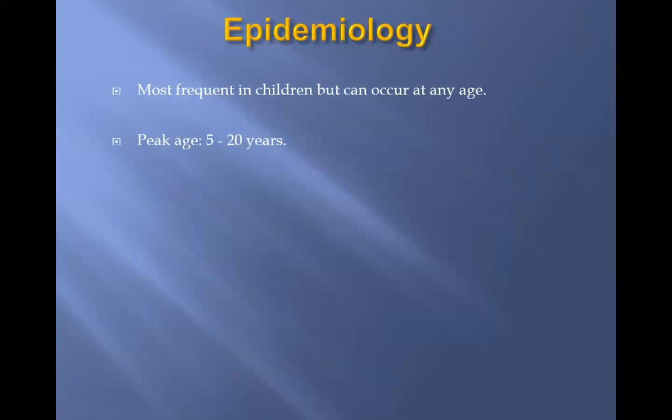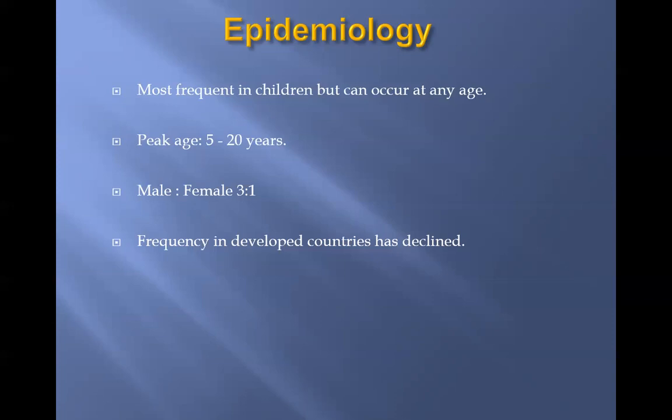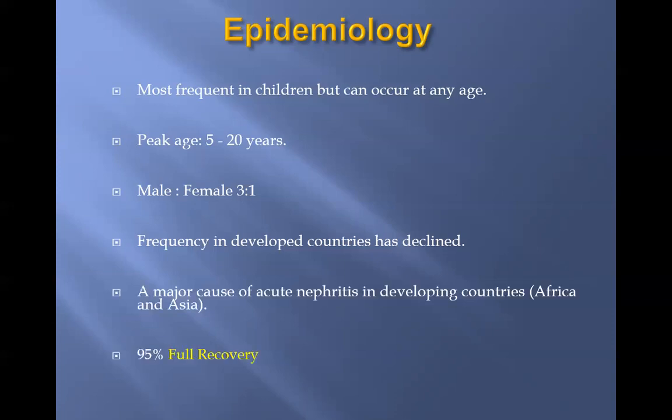Now, most frequently it occurs in children at any age, but the specific peak age is between 5 to 20 years. Male to female ratio is 3:1. Frequency in developed countries is declining because the hygienic conditions of those countries are very good. So now they don't have this type of disease. Still, in poor countries, we have such a disease. A major cause of acute nephritis in developing countries like Africa and Asia is still facing this problem.